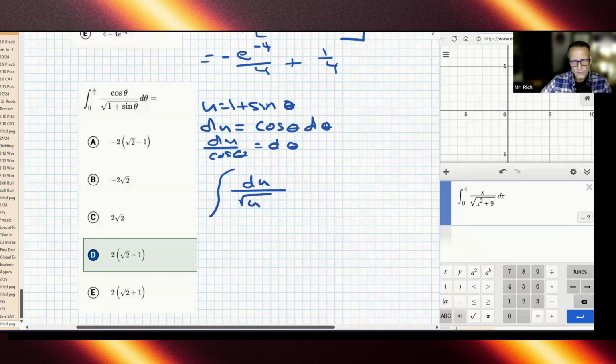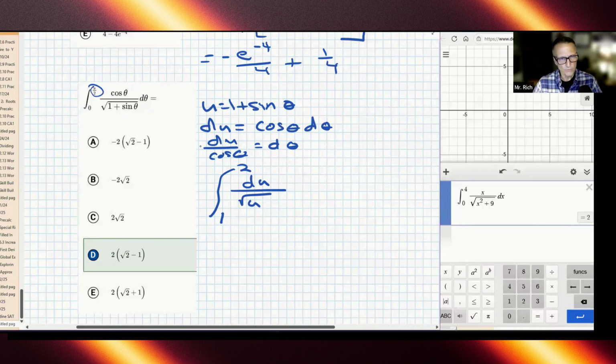Now, I'm also going to make a transition here, Taylor, to the variable u on my limits. When theta is 0, sine of 0 is 0, and so u becomes 1. When theta is pi over 2, sine of pi over 2 is 1, 1 plus 1 is 2.